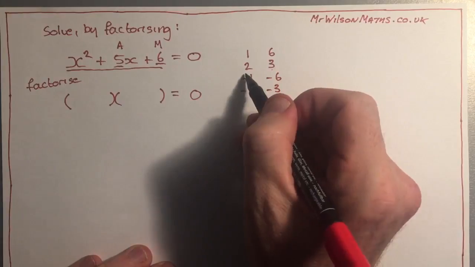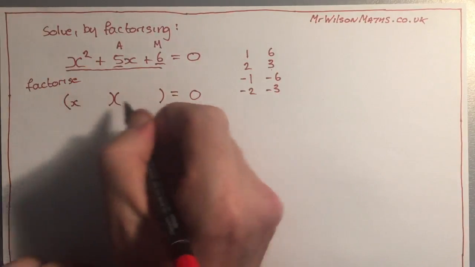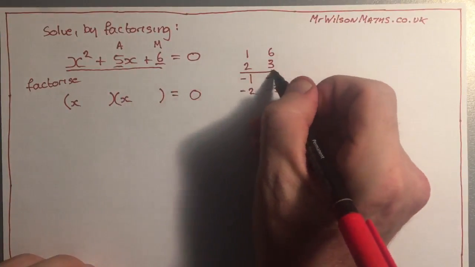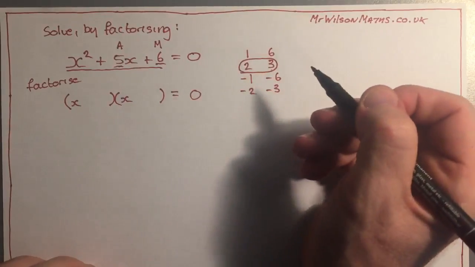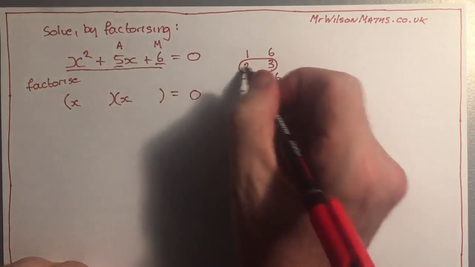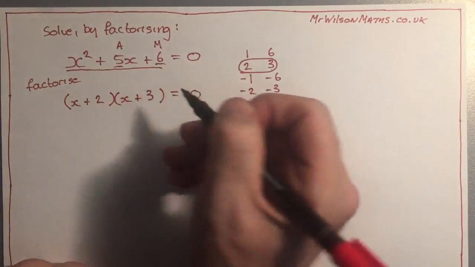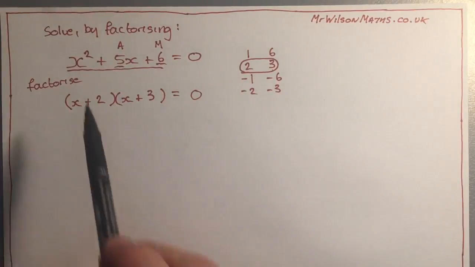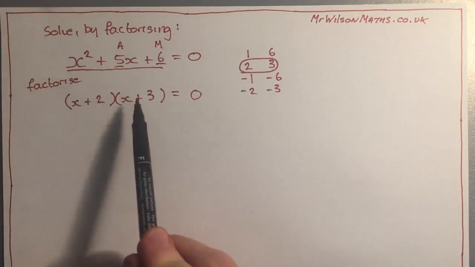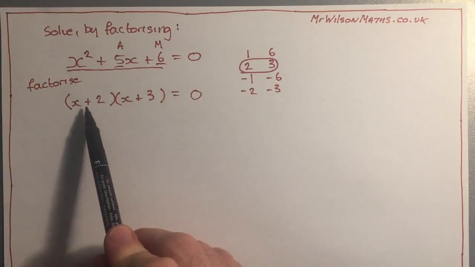Okay, so what I do is, because it's 1x squared, I place an x in each bracket, and then the two numbers that I identified which multiply to 6 and add to 5, I take them in any order. They're both positive numbers, and I complete the factors with those. So basically what I've done is I've replaced this side of the equation with an equal but different piece of algebra, which is two factors.